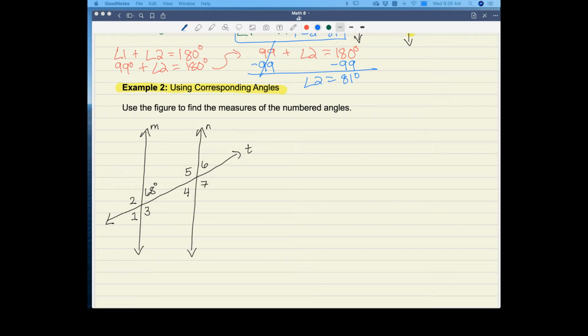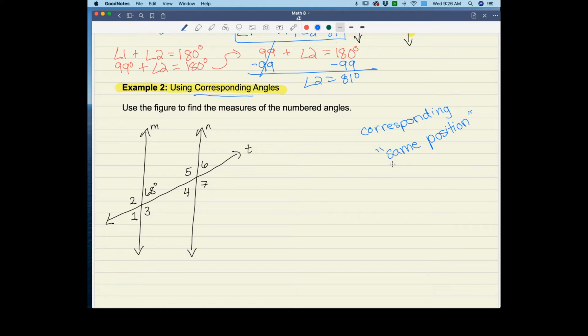Right, in example 2, we're going to continue on with that idea of corresponding angles. And go ahead and remember that corresponding angles are angles in the same position. So when you hear that term corresponding, I want you to think same position. So use the figure to find the measure of the numbered angles.